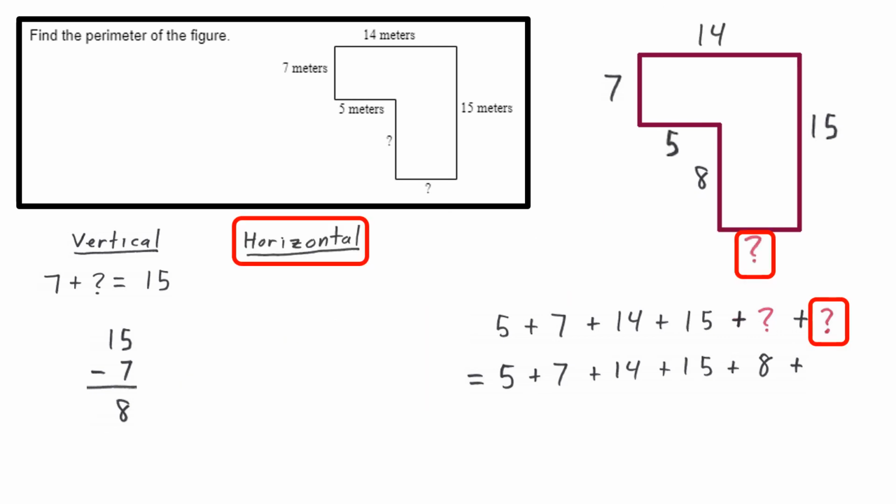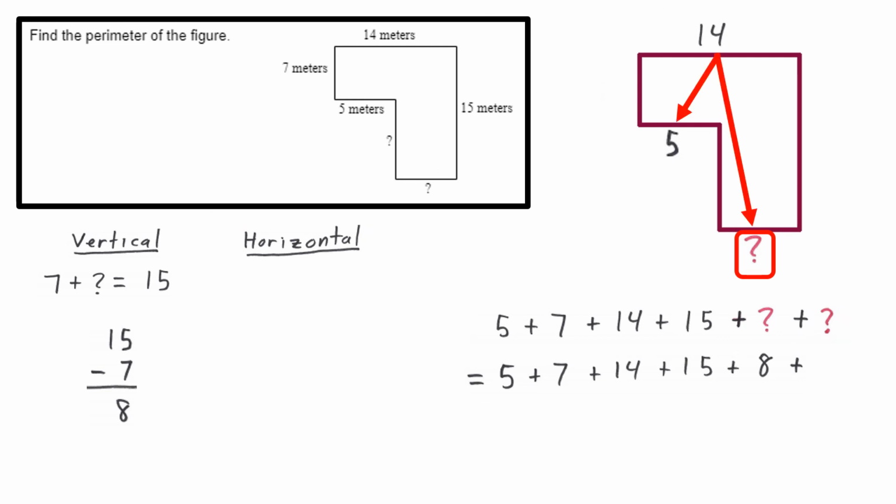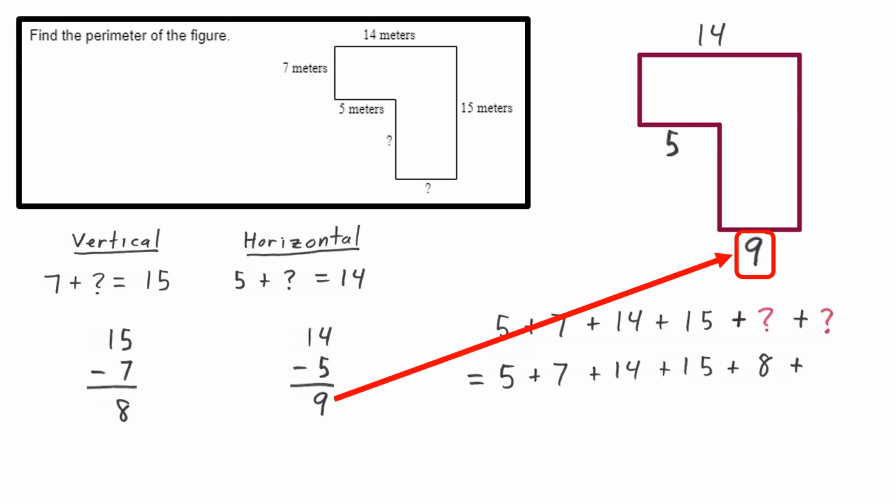We also need to find the length of the missing horizontal side. Notice that the 2 horizontal sides, the 5 and the question mark, take up the same distance from left to right as the side up top that's labeled with 14. So the 5 plus the question mark must equal 14, which means we can find the question mark by subtracting. 14 minus 5 leaves 9 for the unknown side. It goes here, and it goes into the expression that we're trying to add.